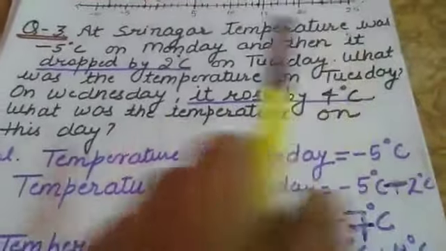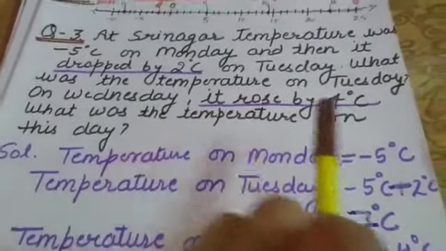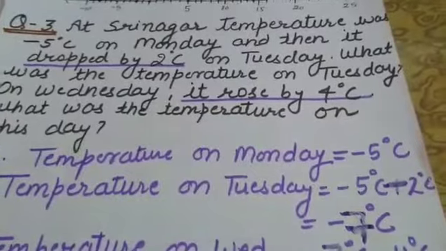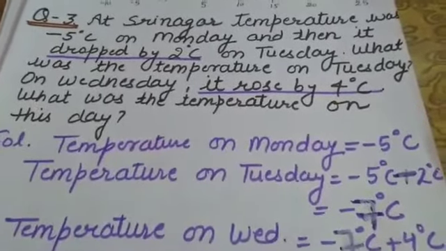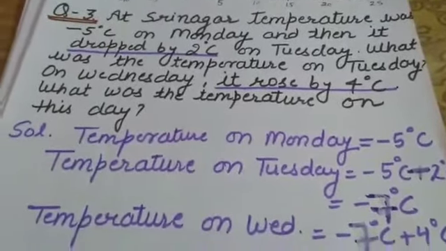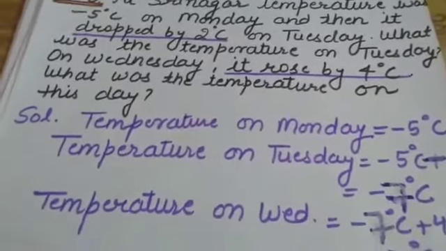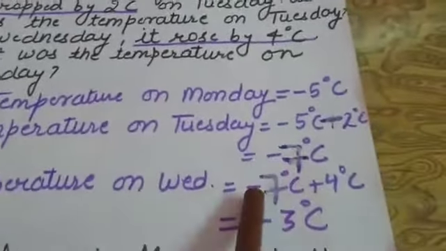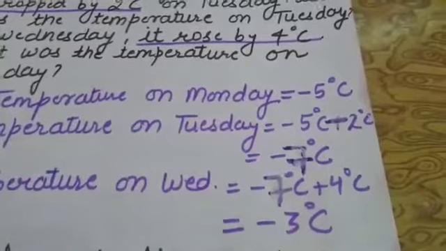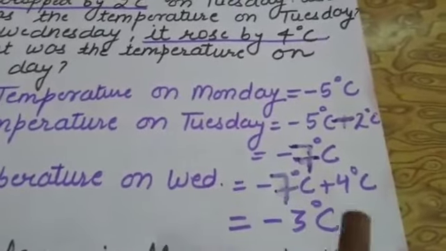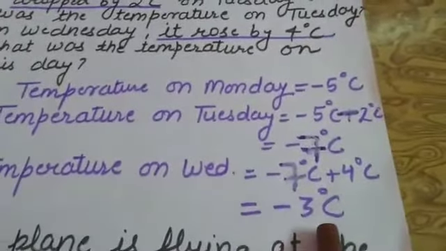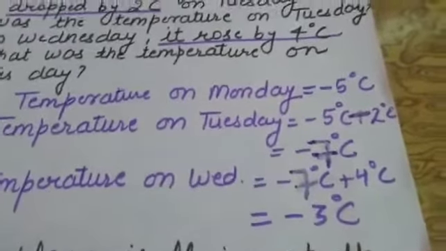Now one more part is in the question. On Wednesday, it rose by 4 degrees. After Tuesday, on Wednesday, again the temperature changes and it rose by 4 degrees. What was the temperature on this day? Now the question is asking about the temperature on Wednesday. So -7 is the temperature on Tuesday. After this, the temperature rises, so you have to add because the temperature is rising up. So -7 degrees plus 4 degrees, that is -3 degrees, is the temperature on Wednesday.